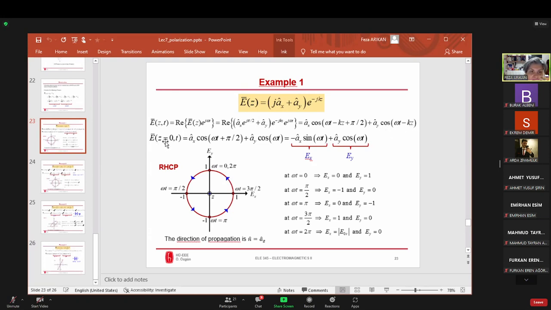Now, the electric field at z equal to 0, E of 0 and t, is equal to ax cosine of omega t plus pi over 2, plus ay cosine of omega t. As you see, we write it as minus sine omega t, cosine omega t. So the x component has the minus sine omega t, and the y component has the cosine omega t.